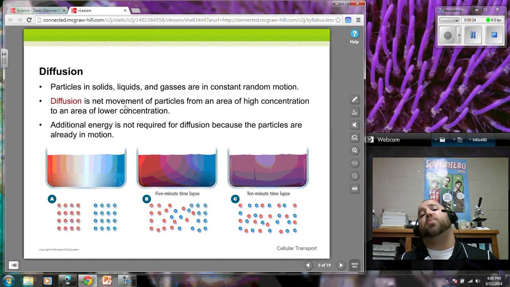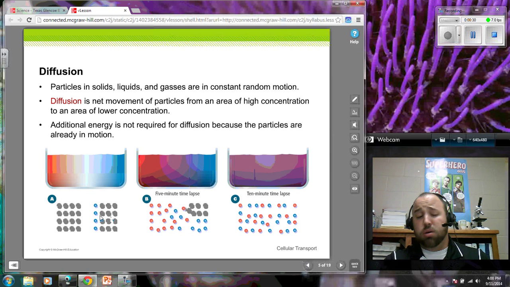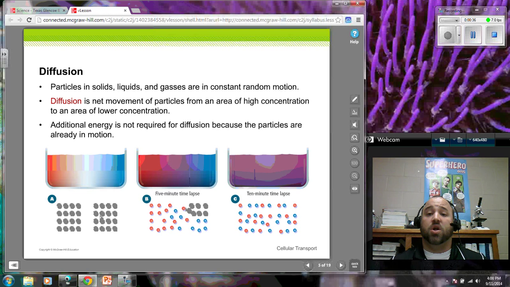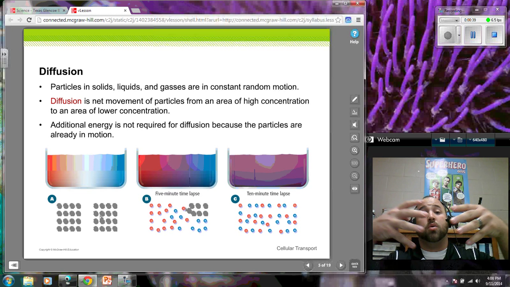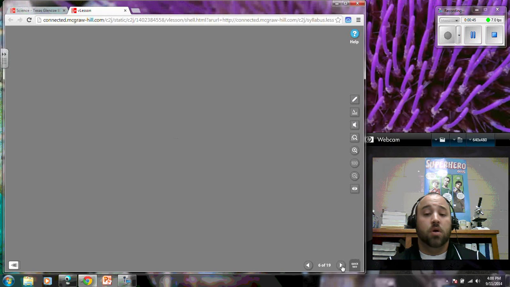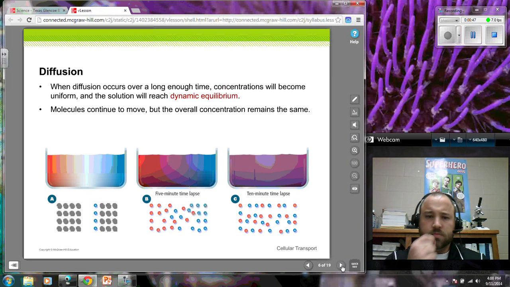Diffusion is the net movement of particles from a high concentration to low concentration. Simply put, looking at these diagrams, one side's red, one side's blue, but by physics, they move. Over a long period of time, they're going to move so much that they're perfectly mixed together. That's diffusion. There's no real energy required because the particles are already in motion.